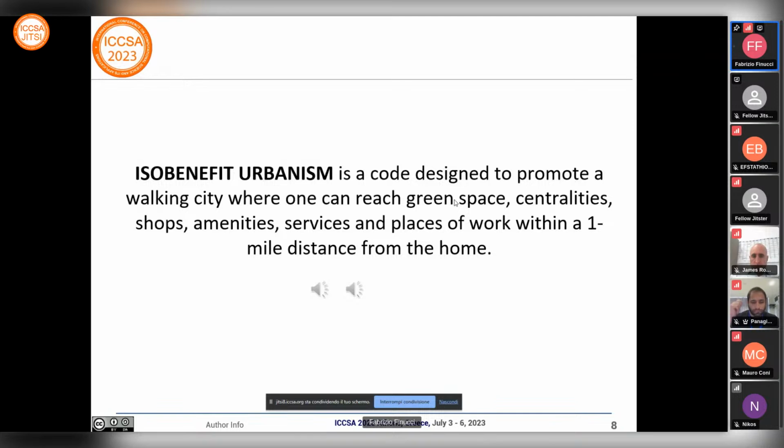Isobenefit urbanism is an urban planning code which is promoting a city where everyone can reach within 1 mile the usual daily services such as shops, amenities, working places, green space, and centrality. Isobenefit urbanism.